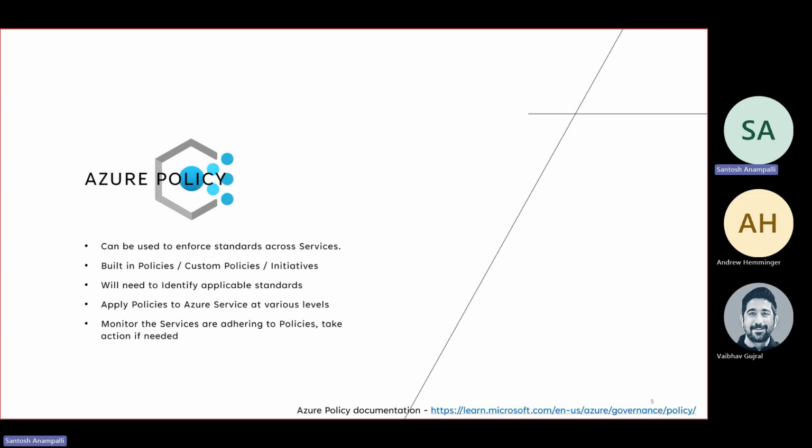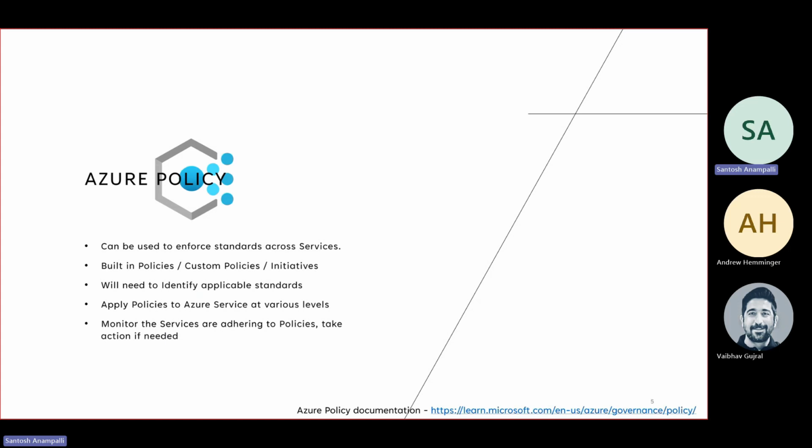So Azure Policy comes with inbuilt policies and initiatives. These are predefined policies provided by Microsoft, based on industry standards. So you could directly use them, or you could create your own custom policies based on the standards which your organization defines. Once you define what standards you want to enforce in your organization based on the services you use, you take those policies and apply them to the services at various levels. You could enforce these standards at a management group level, a subscription level, or an organization level.